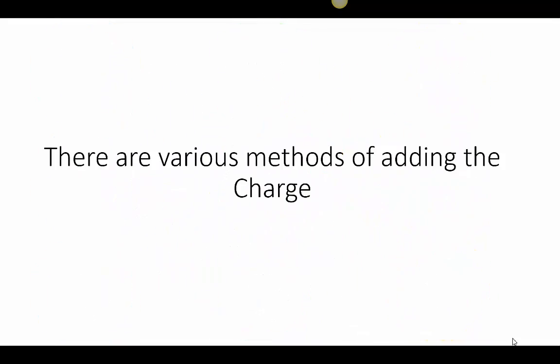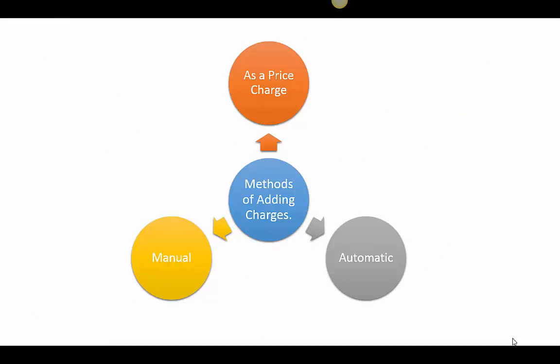There are various methods of adding the charges. There are three ways of adding charges in Microsoft Dynamics AX 2012: as a price charge, manually, and automatic. Let us review them one by one in detail. Starting with price charge. Price charge is a fixed charge set up for a specific item. For example, a startup fee that is charged every time that the item is traded. The price charge feature is set up on the release product form.